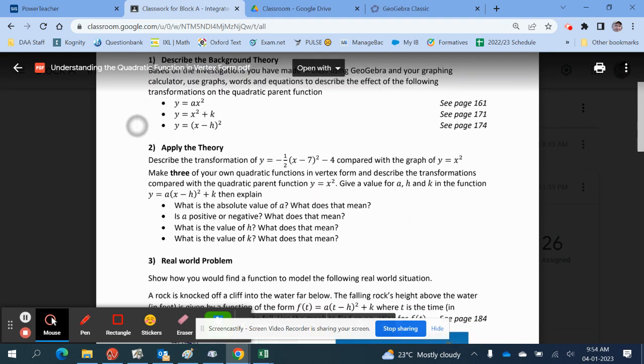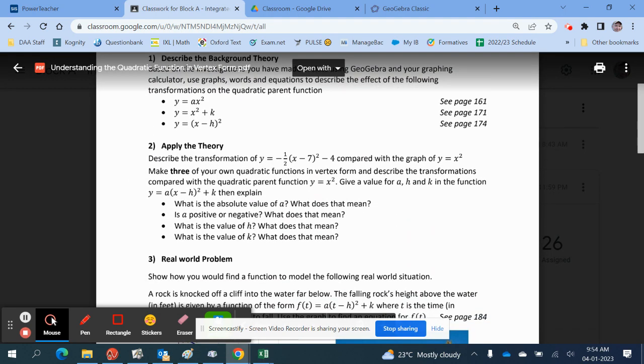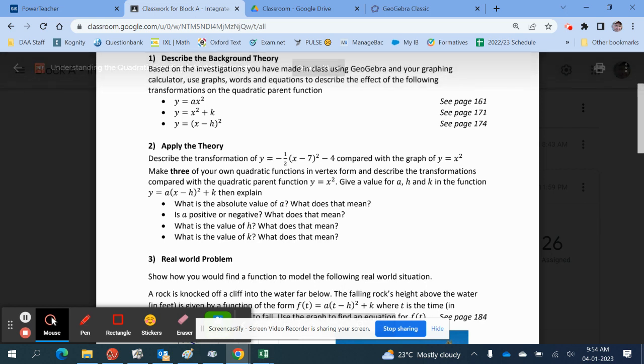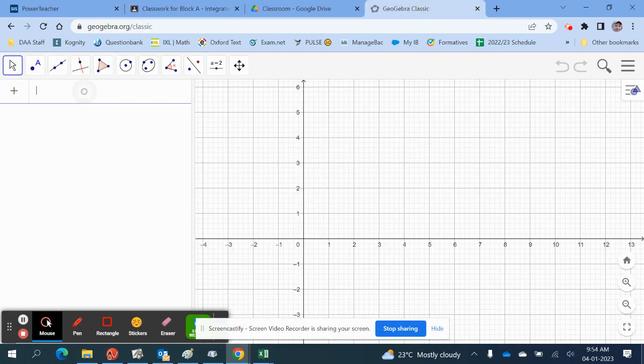We need to do for section 2, apply the theory, is explain 3 examples of quadratic functions and explain the transformations compared to the quadratic parent function. To make this in GeoGebra, we start by putting in the parent function, which is always y equals x squared.